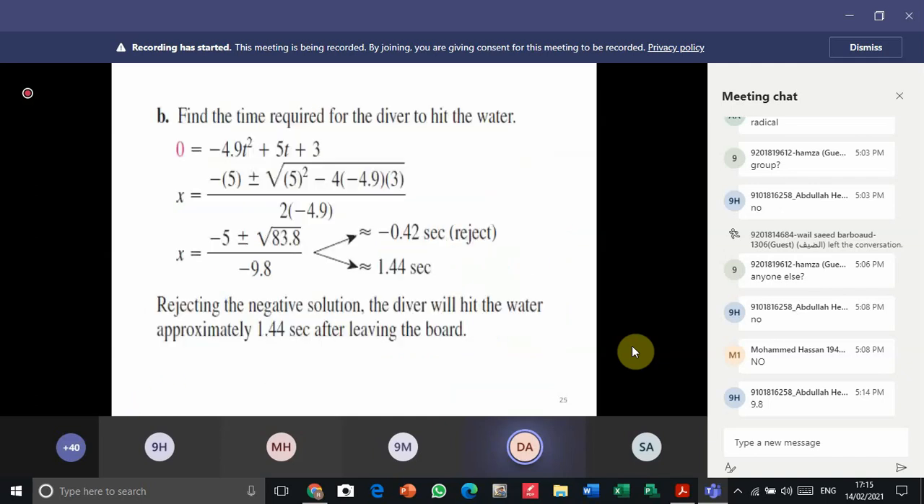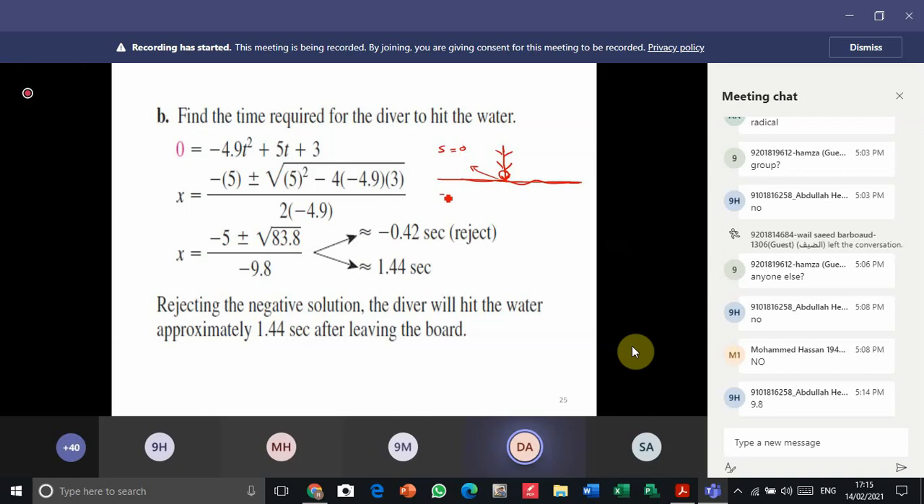Number 2, find the time requirement for the dive to hit the water. A diver hits the water vertically, so the diver is here and this is water. So the distance between the diver and the water equals what? Equals 0. The distance is S, which we are calculating.